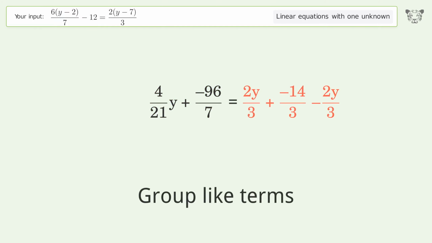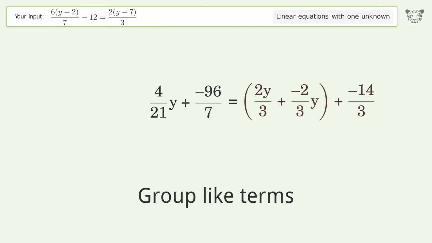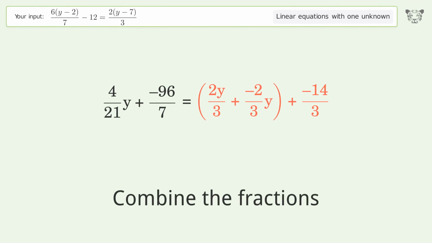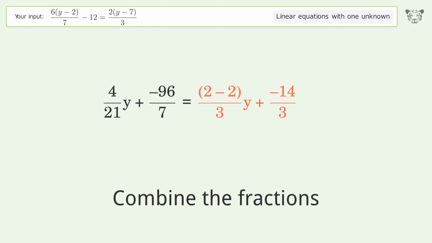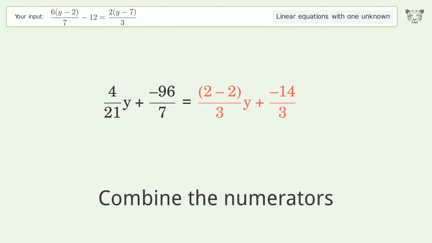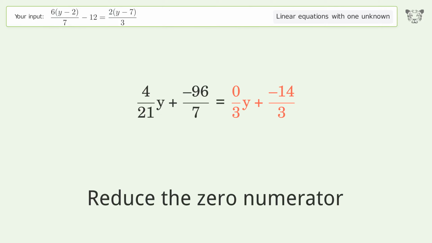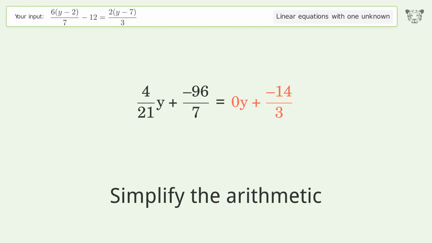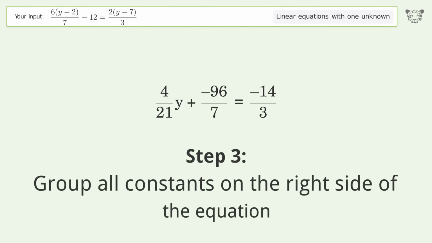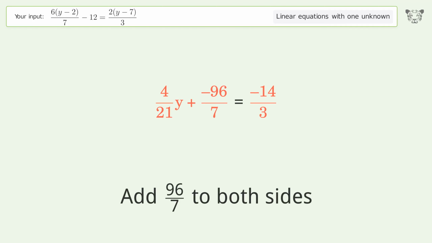Group like terms. Combine the fractions. Combine the numerators. Reduce the zero numerator. Simplify the arithmetic. Group all constants on the right side of the equation. Add 96/7 to both sides.